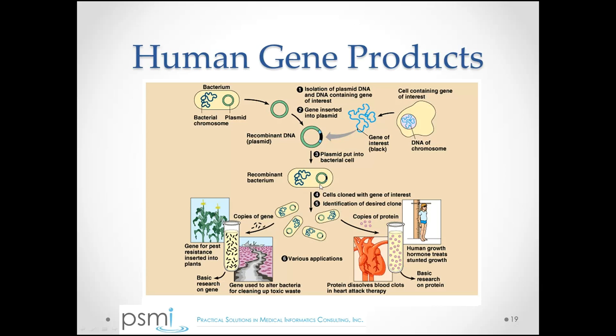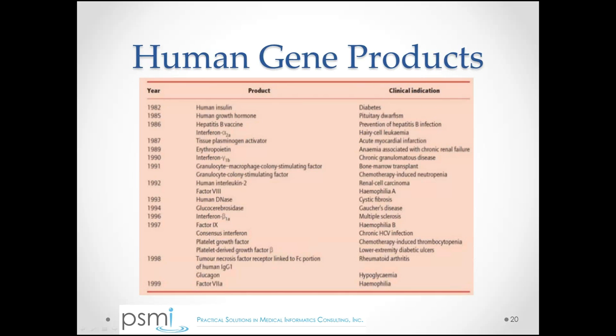And as this bacteria grows, not only is it transcribing its native genes, but it's now also transcribing and translating the human gene that was put into it. And this technique has been used to create a lot of human gene products. Shown here, for instance, would be growth hormone or thrombolytic agents. And this next table here gives you an example of just some of the human gene products.